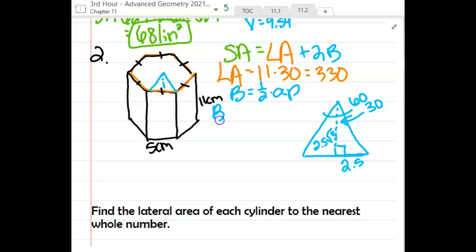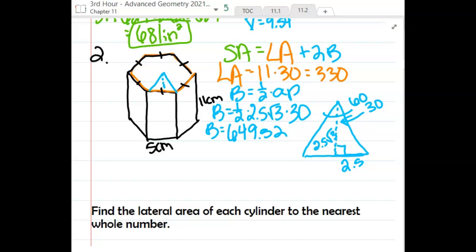So to find the base, we're going to take 1/2. The apothem, we said, was 2.5 square roots of 3. And the perimeter? 30. Yeah, already found it. Okay, plug all that in. We should get 649.52-ish.